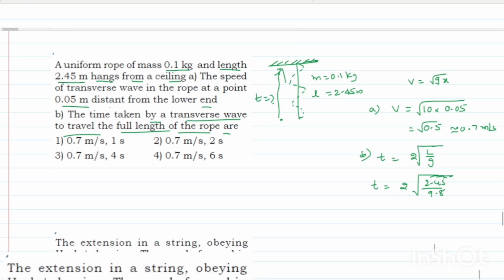So when you simplify 2.45 by 9.8, we get nearly 1 by 4, which is nothing but 2 times the square root of 1 by 4, in the sense 2 times 0.5. So T equals 1 second, it will take. So the answer will be 0.7 meter per second, and the second thing is 1 second, which is the correct answer.